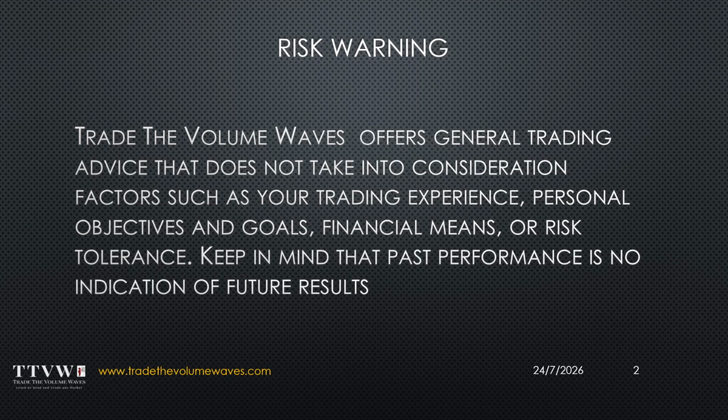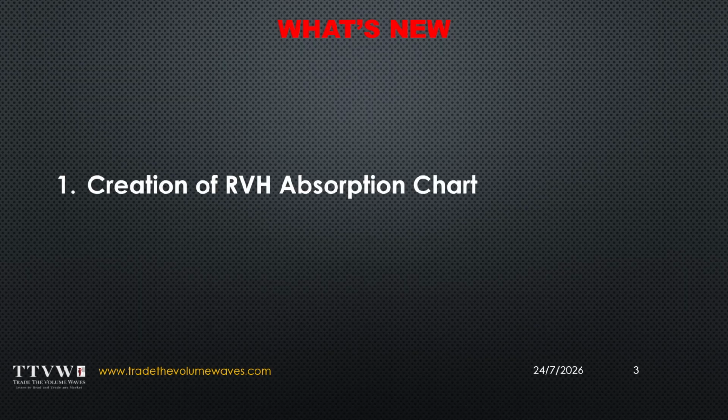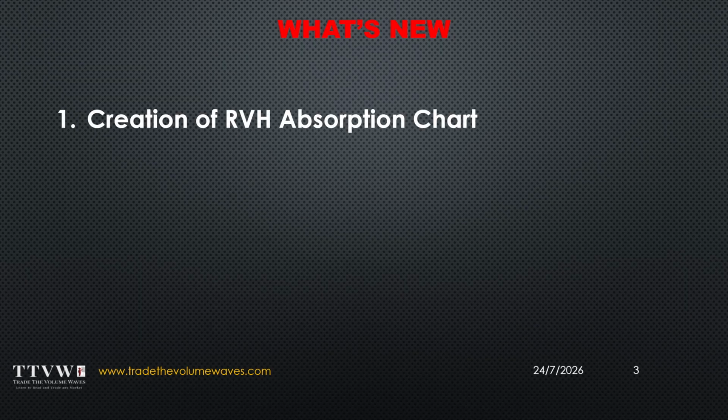So let's start very fast with what's new on my chart version 1.2. One, apart from the standard RVH chart, which is the range volume hybrid chart, you can create another type of chart, which is called the RVH absorption chart. Okay, we will explain what that is.